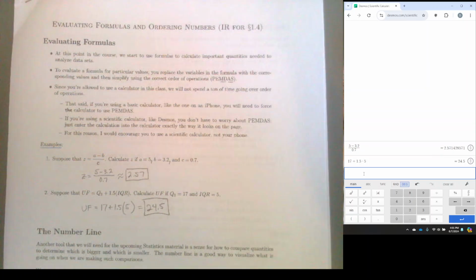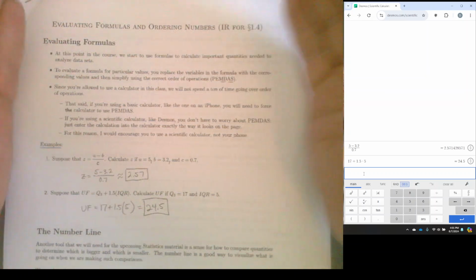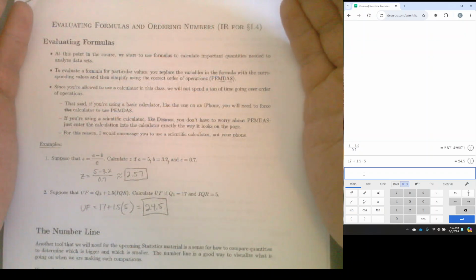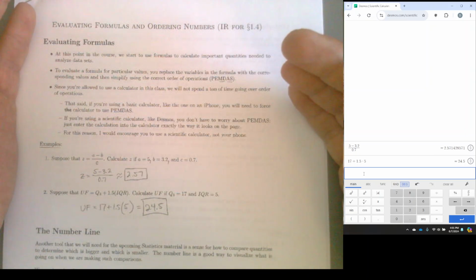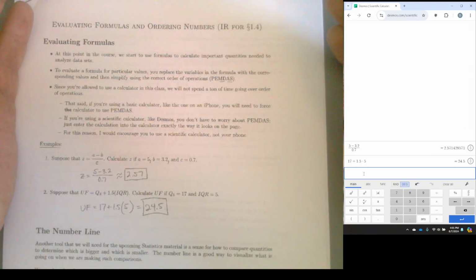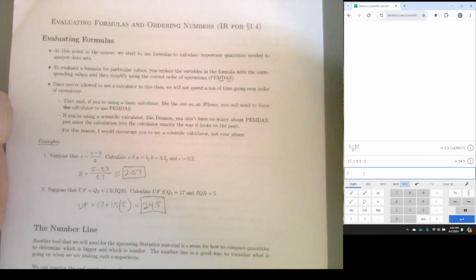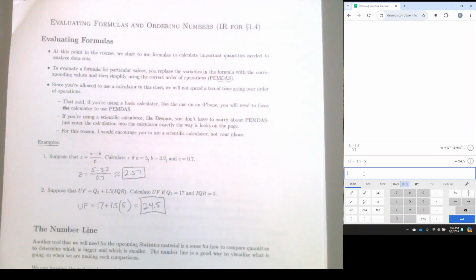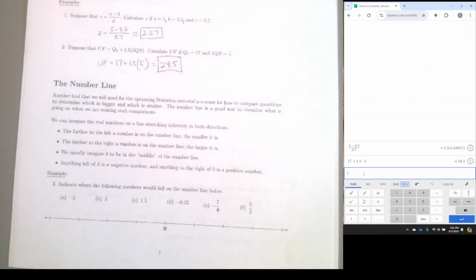So that's all I have to say about evaluating formulas for now. One of the things that we want to do with these formulas is be able to say, okay, if I calculate a value and it's more than 7, then I'm going to consider it to be an unusual value, right? Something like that. In order to make those kinds of comparisons, it's useful for us to think about the number line a little bit as we're comparing numbers.